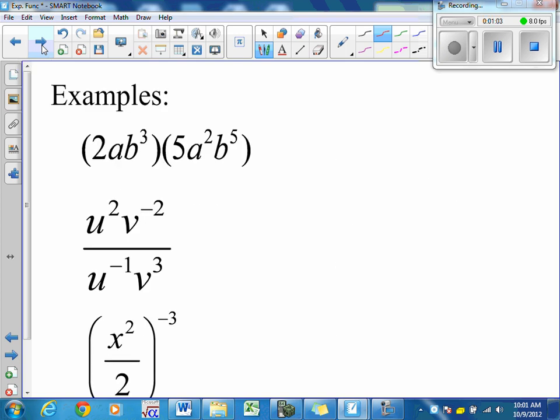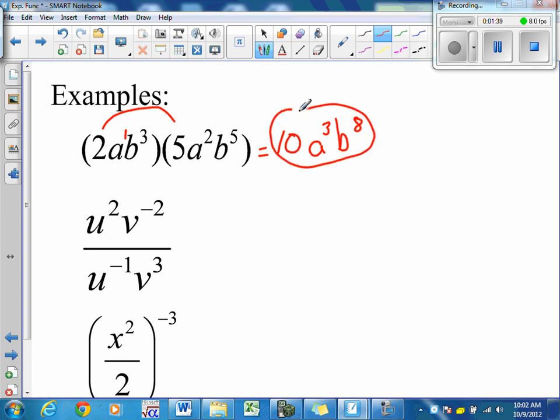Exponents are important. Just to review, if we have 2ab cubed times 5a squared b to the fifth, our numbers, 2 and 5, we just multiply, which gives us 10. For our bases, a, we have a to the first and a squared; 1 plus 2 is a cubed. And finally, b cubed times b to the fifth; 3 plus 5 is 8. So we have the same base, we add our exponents.